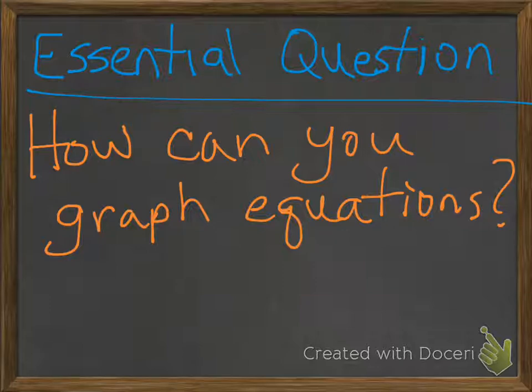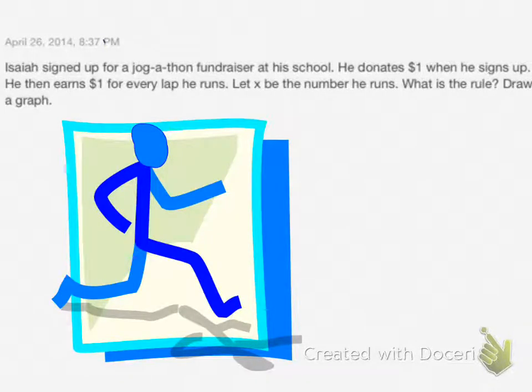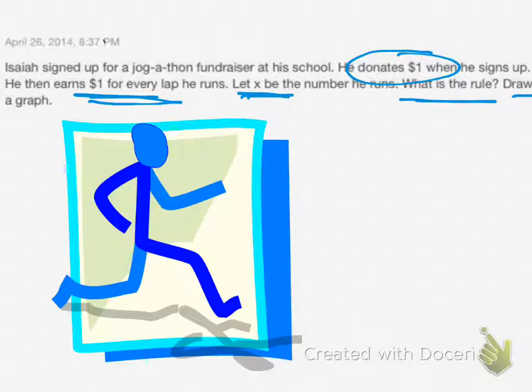Here's another example. Let's say Isaiah signed up for a Jogathon fundraiser at his school. He donates $1 when he signs up, and then he earns $1 for every lap he runs, and you want to let x be the number of laps that he runs. So, what is the rule? And draw a graph. So you have some very specific directions here, and they give you some clues. He donates $1, and he also gets an additional dollar for every lap he runs, and x is going to be the number of times he runs.